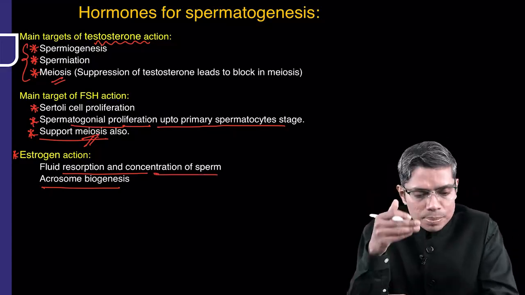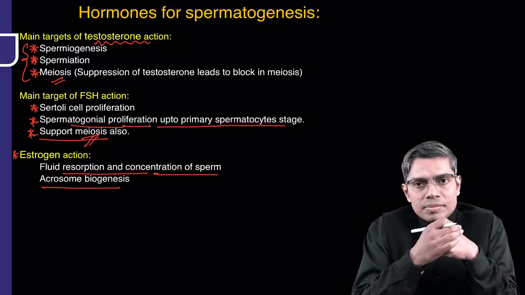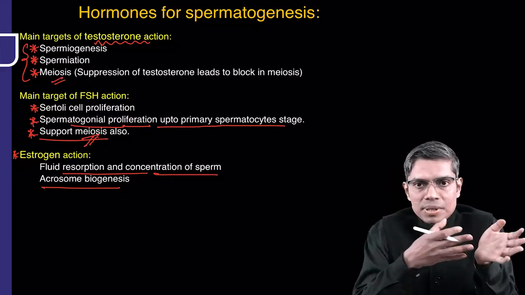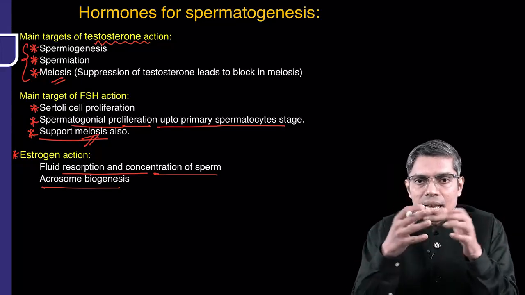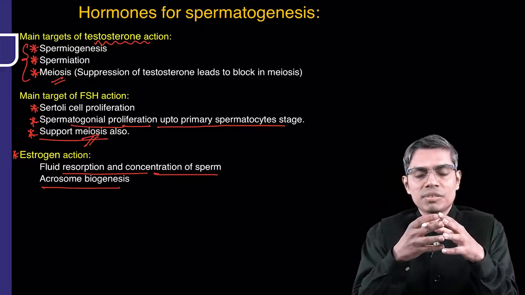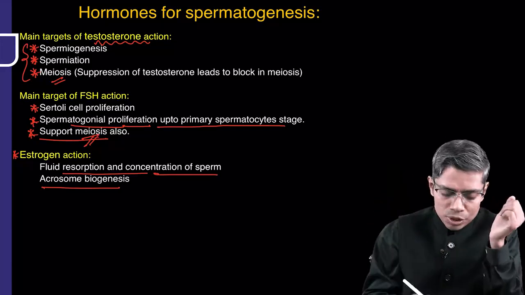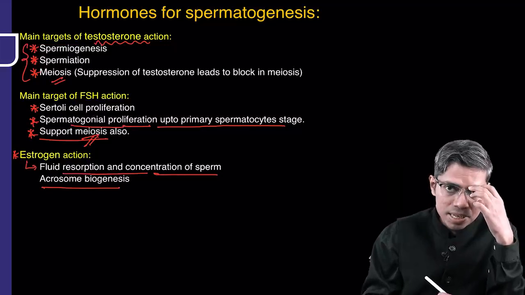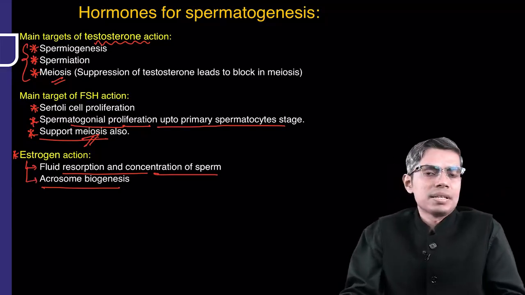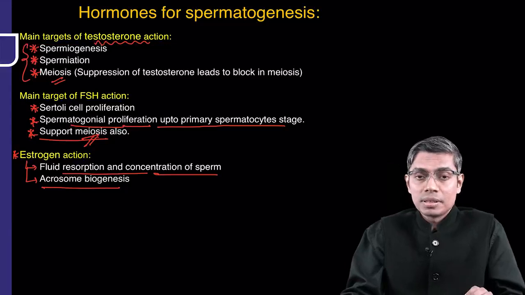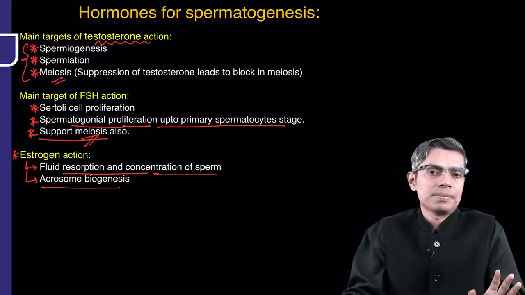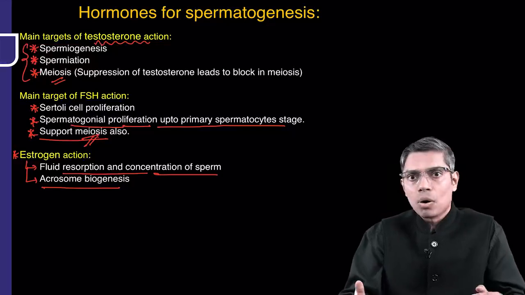I told you that when the sperm is produced at the level of the testes, it enters the level of the rete testes, right? So from the seminiferous tubule, it enters the rete testes, and at the level of the rete testes, there is a huge amount of reabsorption of fluid. Because of the reabsorption of fluids, concentration of the sperms occurs. And which hormone is helpful for this reabsorption of excess fluid? That is estrogen. And estrogen's second function is acrosome biosynthesis. That's why the sperm contain the estrogen receptor, because this estrogen is helpful for acrosomal biosynthesis, right?